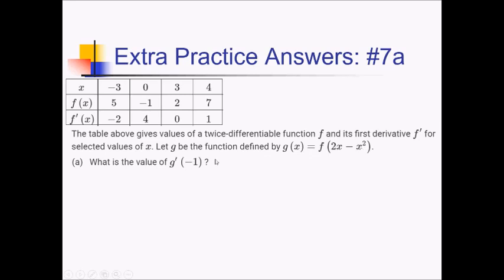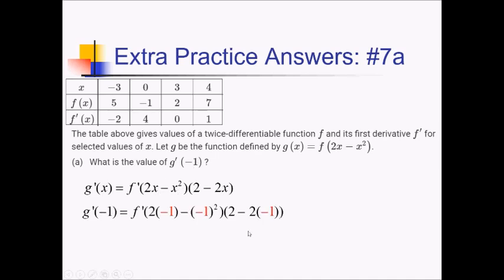A lot of tasks here, the first of which is to find g prime of negative 1. So if we take the derivative of g in general, that's going to require the chain rule. So we have the derivative of f of something, that's going to be f prime of the something, so f prime of 2x minus x squared, times the derivative of the something, so times 2 minus 2x, and then g prime of negative 1, we're just plugging negative 1 in for all of these x's.